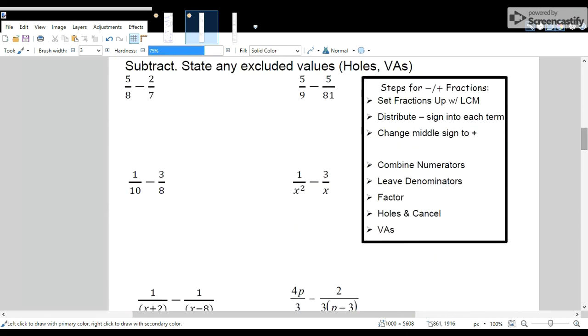Let's look at the next page. Subtract. State any excluded values, wholes, and vertical asymptotes. So here's the steps for adding and subtracting fractions. Step 1, you set fractions up with the LCM.